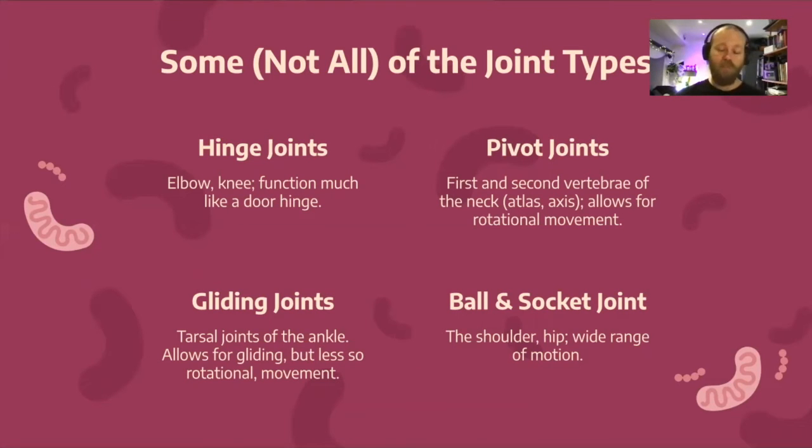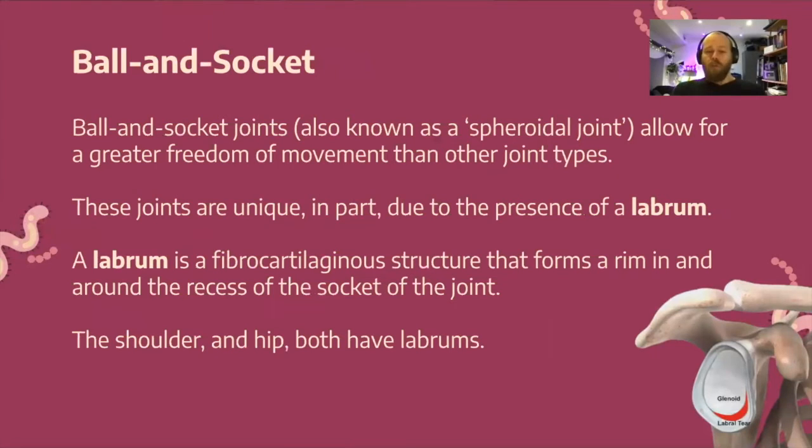Ball and socket joint. So your best examples are the shoulder and the hip, and that's a little bit closer, more near and dear to what we're going to talk about. So ball and socket joints, also known as spheroidal joints, allow for a greater range of motion than the other joint types. They're unique for a couple of reasons. One being that greater range of motion, and we'll talk a little bit about the trade-offs involved in that, and then also the presence of a labrum.